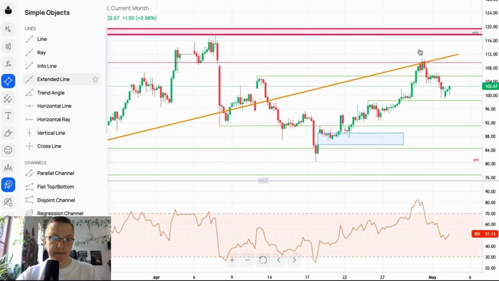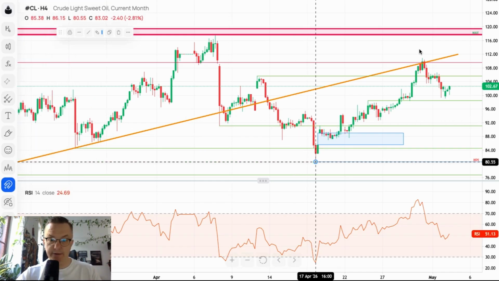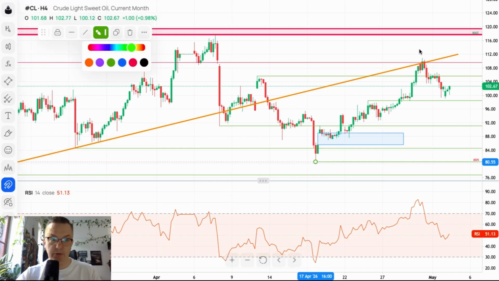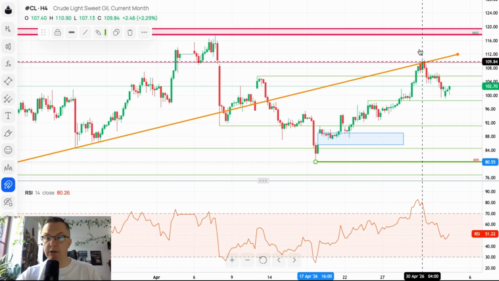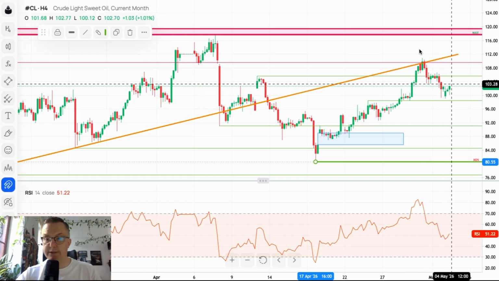Let me just place this line here. I will make it thicker so you can see what kind of a range we are talking about. We are talking about this range from the thick line to the trend line, right? And nice movement to the upside. First correction. Let's take some time to see what will happen here.